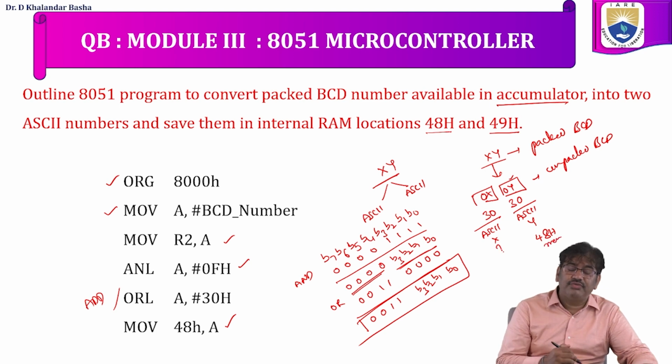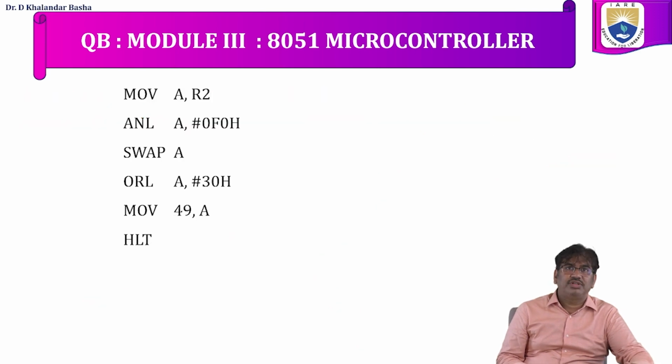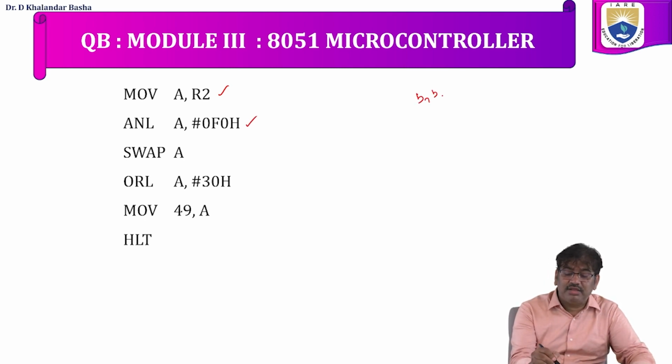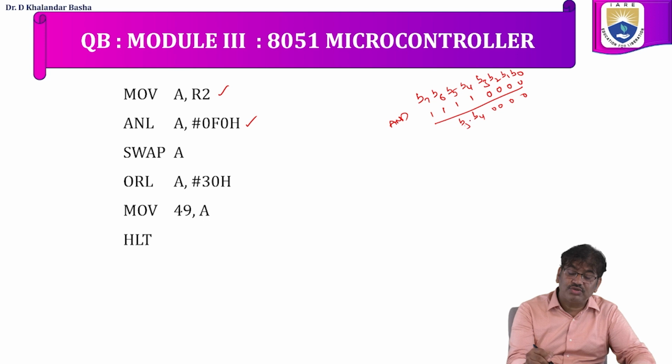Now our objective is to get the same for X also. The second copy we have in the R2 register will be copied again into the accumulator. Then we go for ANDing with F0. When you AND the accumulator contents, which are 8 bits, B7, B6, B5, B4, B3, B2, B1, B0, with F0, F means 1, 1, 1, 1 and 0 means 0, 0, 0, 0. Any bit ANDed with 0 will give 0 only. If any bit is ANDed with 1, the same bit is returned.